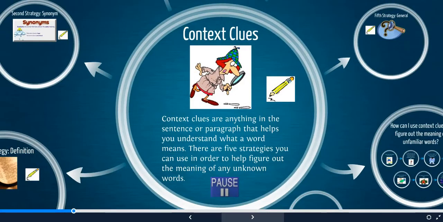Okay, so in general, context clues are anything that the sentence or the paragraph gives you that actually helps you figure out what a word means. It's not uncommon for people to read and come across a word that you are unfamiliar with. That's okay. But there are 5 different strategies that you can use to make sure that you don't keep reading without actually figuring out what that word means. That's always the goal, is to know what every word means. So let's go over some of those 5 different strategies that you can use to understand what words mean. Pause and make sure that you write down your notes on what context clues are.